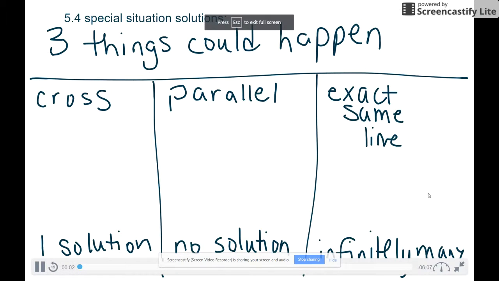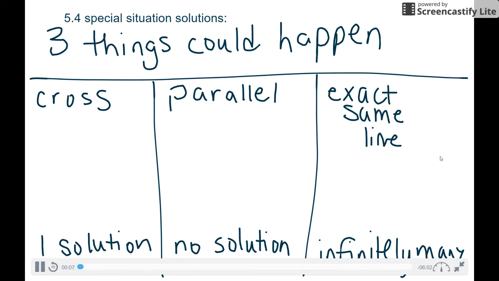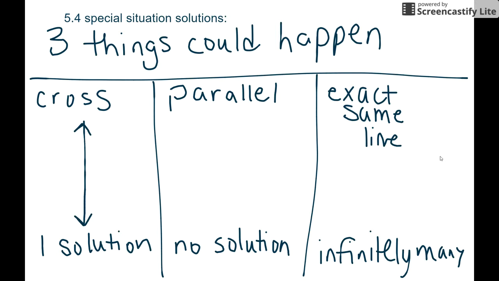Okay, so for 5.4, we have what's called special situation solutions, and basically that means that three things could happen when you are, for example, graphing, and then I'll show you what substitution and elimination looks like. But for example, the first kind that we have is that the two lines could cross. So for example, if you have a coordinate plane and you have a line that does this and a line that does something like that, it crosses at this one place right there.